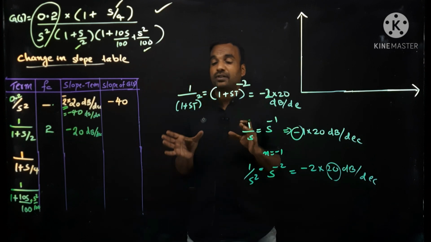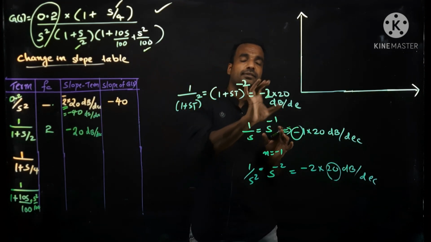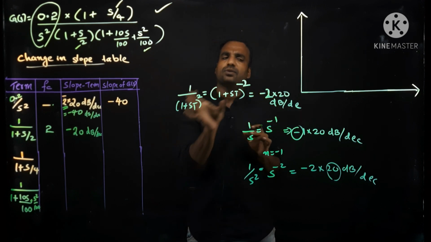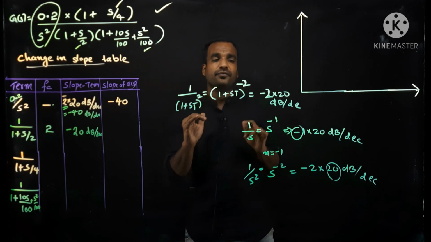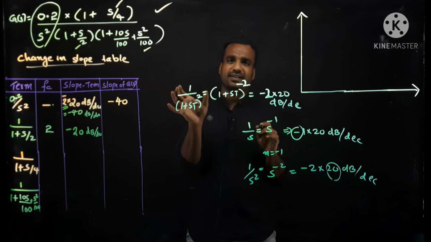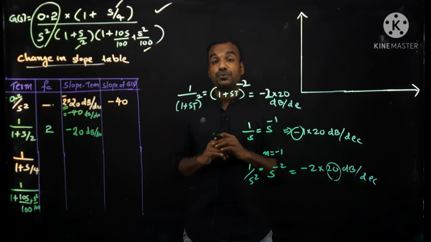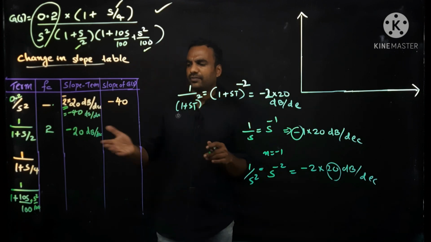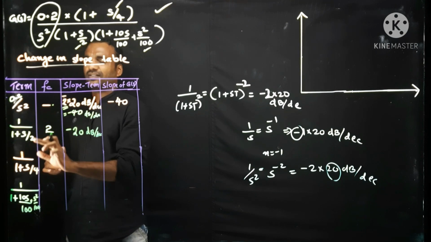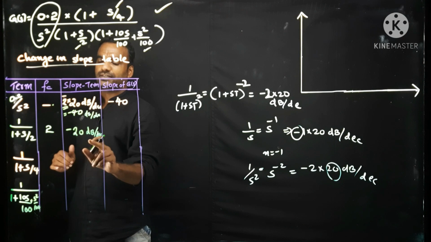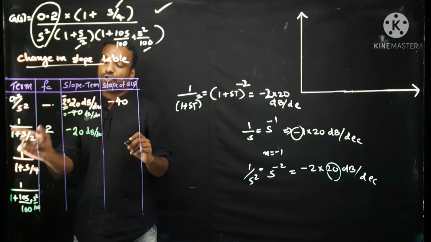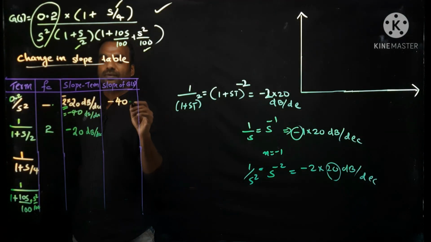So, what is the conclusion? The order will determine the slope. For first order, it is 20. For second order, it is 40. For third order, it is 60. And if it is in the denominator, we have to take minus. If it is in the numerator, like a zero, we have to use plus. So this is a first order system. It does not have any power. N is 1, so it will be minus 20 dB per decade. Why did the minus come? Because it is a pole, placed in the denominator. Now, what is the change in slope?